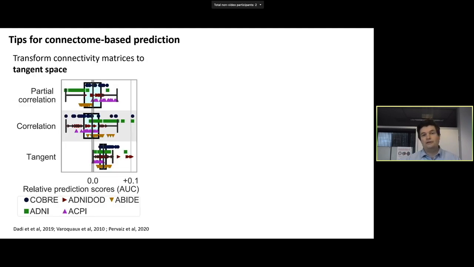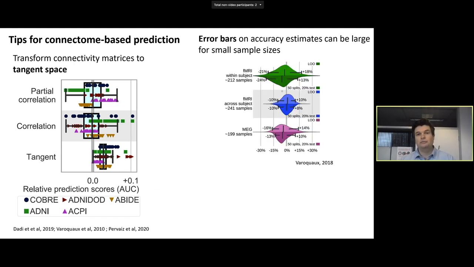Just to wrap up, to give some tips when we're performing connectome-based prediction. If you're using functional connectivity matrices, as has been shown by Varoquaux, it's useful to map the correlation or the covariance to a tangent space. You could think of it as a more natural home for covariance, and this can improve prediction accuracies, as I've shown here, although the improvement is relatively small. It's also important to remember that error bars on accuracy estimates can be large, particularly for small sample size. And this is an argument, if we're going down the path of connectome prediction, large sample sizes are important.